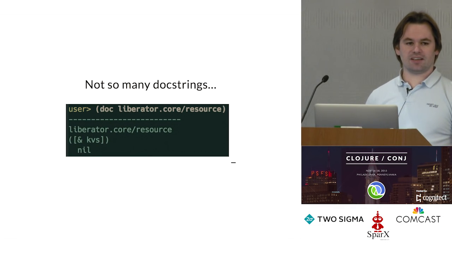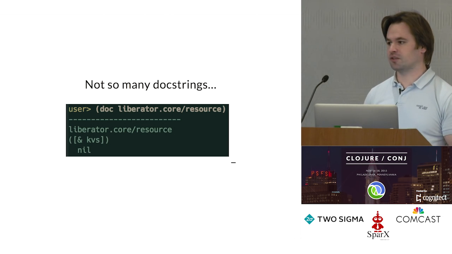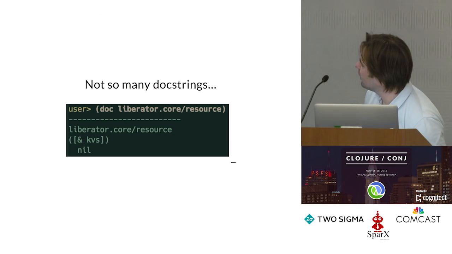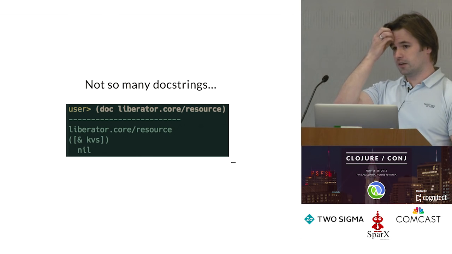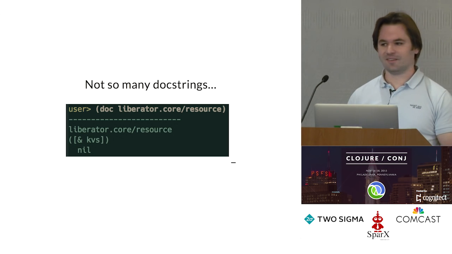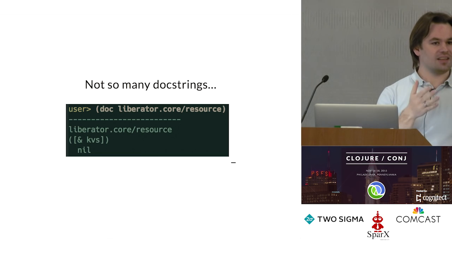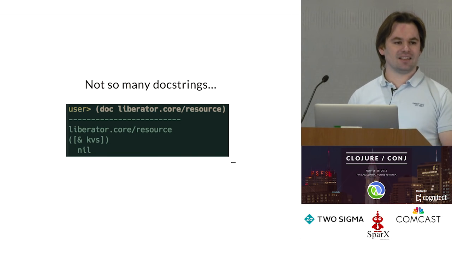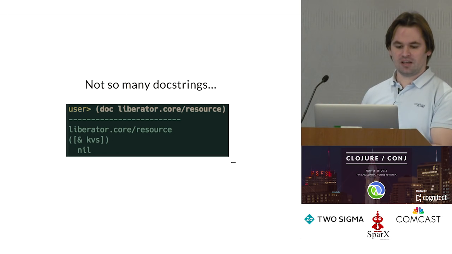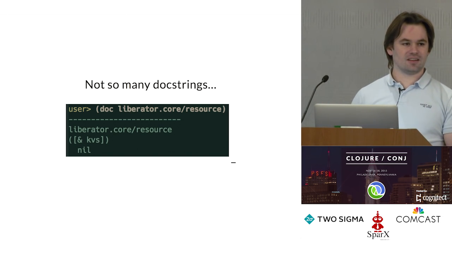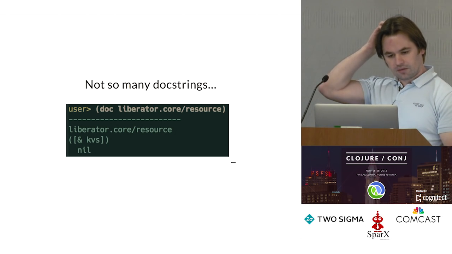On the other hand, Liberator has not so many doc strings. One of the key interfaces to the library is the resource function. And as you can see, there's no doc string at all. And even the function signature is not very suggestive. Just reading the interface, this is the API on a code level, you would not be able to make sense of what to put into this whatever KVS vector or arguments.